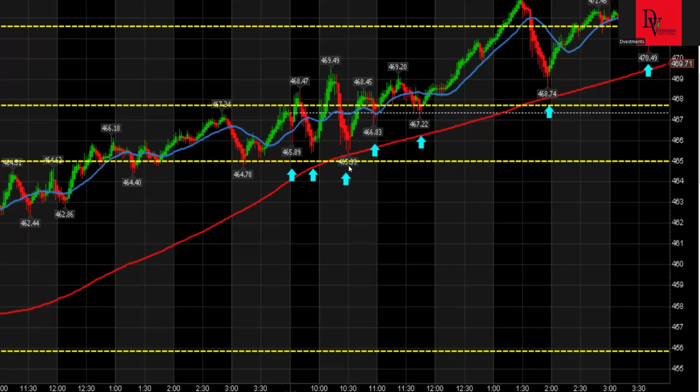It came back down, hit back on this 200. You had another price mark, color change. This one didn't make a new high. It came back down, had another price mark, 466.83. Price mark, color change, went up to 469.20. Price mark, color change at 467.22. It went up into that 470 range, and so on until the end of the market.